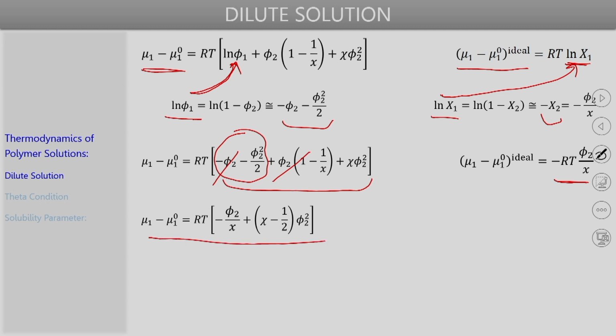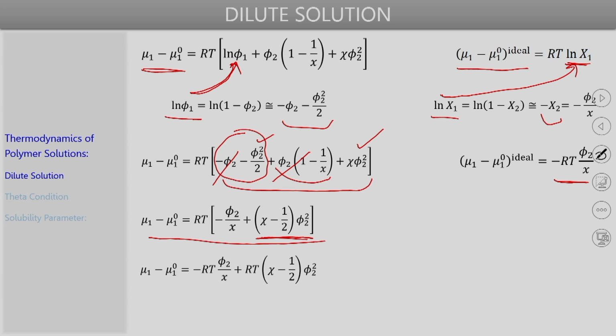Here this phi 2 by x comes from this term, and for the phi 2 square, there are two phi 2 square terms, one is this one, one is this one. These two we can combine in this single term here. So, we get the chemical potential difference as RT times minus phi 2 by x plus chi minus half phi 2 square.